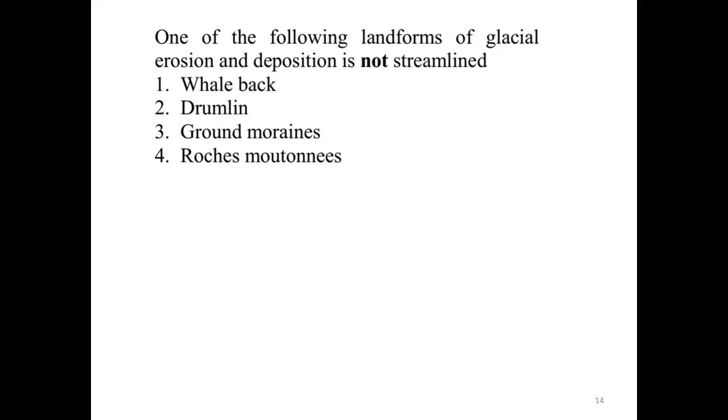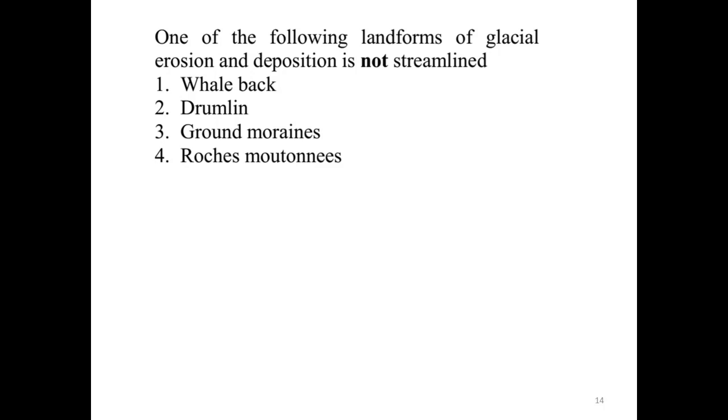Which of the following landforms of glacial erosion and deposition is not streamlined? When we talk about glacial landforms, we have to look at the landforms which are streamlined, meaning they are in a line.